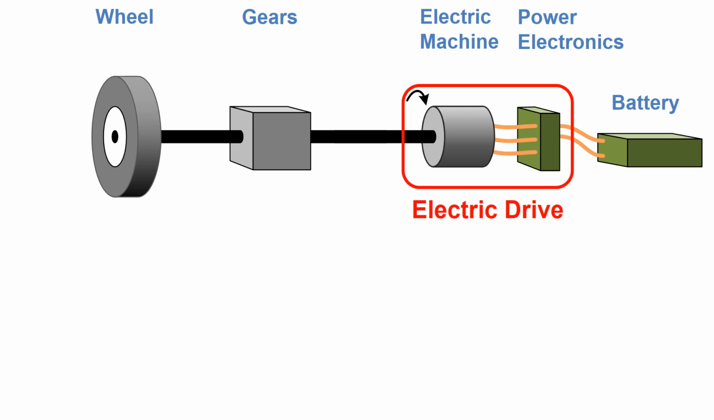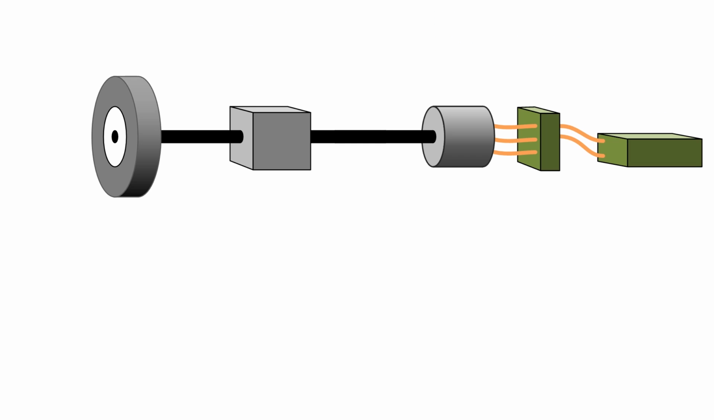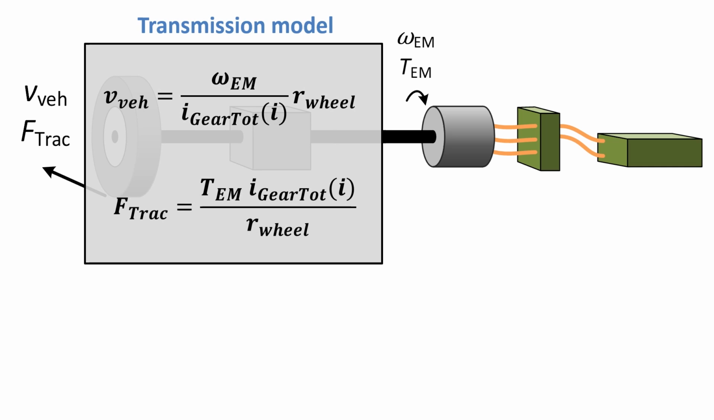When we discuss the combustion engine, we always assume the fuel injection system and ignition system to be a part of the engine. So now we have a driveline which in one end has the electric machine's torque and shaft speed, and in the other end the traction force and vehicle speed. Just like for the combustion engine powertrain, we can describe how the torque and the speed of the electric machine relate to the traction force and vehicle speed with the transmission model. The equations are exactly the same as for a combustion engine powertrain.